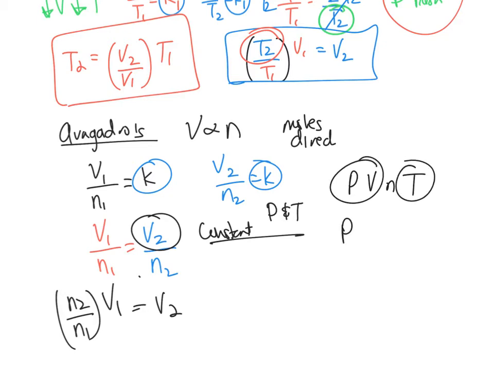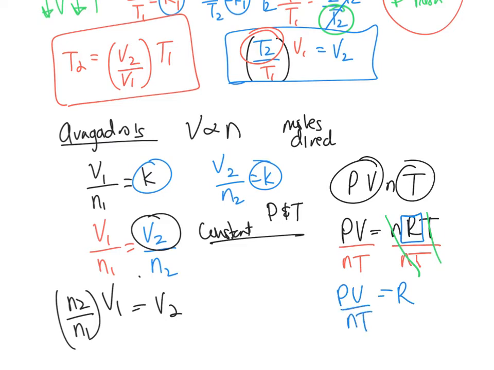So we have PV equals nRT, and R is the gas constant. So we've been talking about constants. If we solve for R, we would divide both sides by n and T. Okay, so they cancel out. If you rewrite this, you have the gas constant equals PV over nT. R is your gas constant.